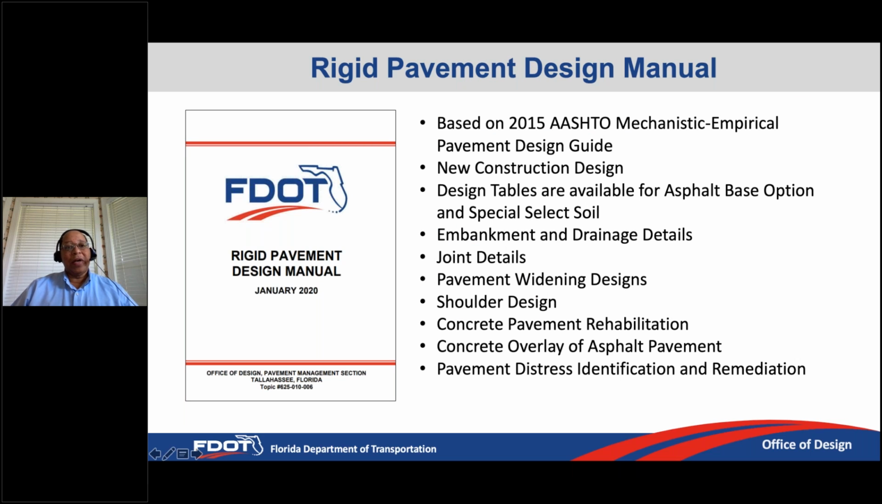FDOT has a rigid pavement design manual. This manual is based on the 2015 Mechanistic Empirical Pavement Design Guide by AASHTOWare. The manual includes criteria for new construction design, design tables for asphalt base and special select soil options, embankment and drainage details, joint details, pavement widening designs, shoulder design, concrete pavement rehabilitation, concrete overlay of asphalt pavement, and pavement distress identification and remediation information.